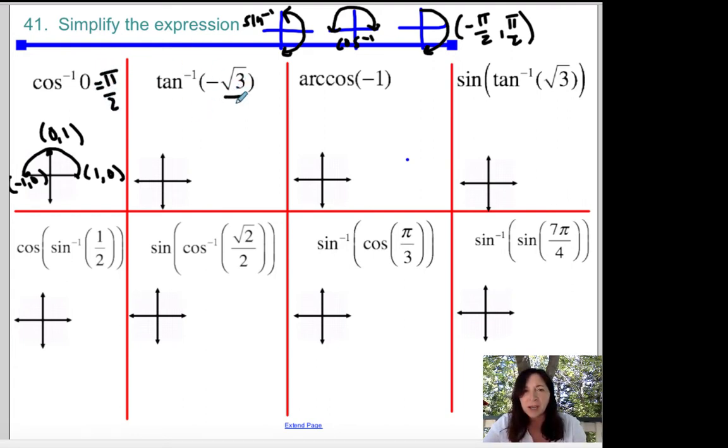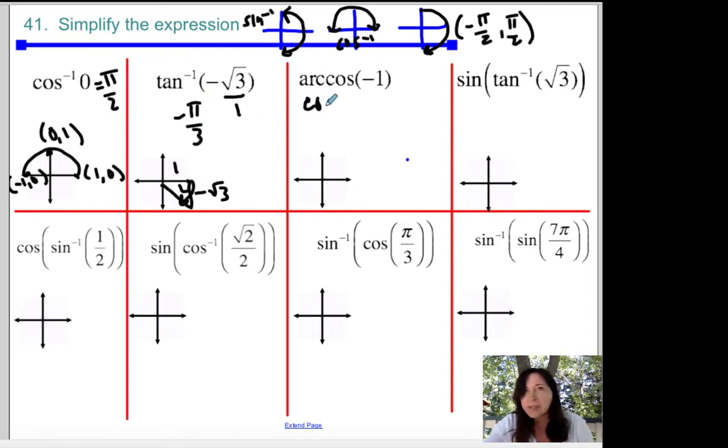Where is tangent negative root 3? Remember, it has to be only in quadrants 1 and 4. So it has to be down here because tangent is negative. Everything's positive in the first quadrant. Tangent being opposite over adjacent, opposite the root 3 is 60 degrees, which is pi over 3. You cannot just say pi over 3 because you're going down, so this is going to be negative pi over 3.